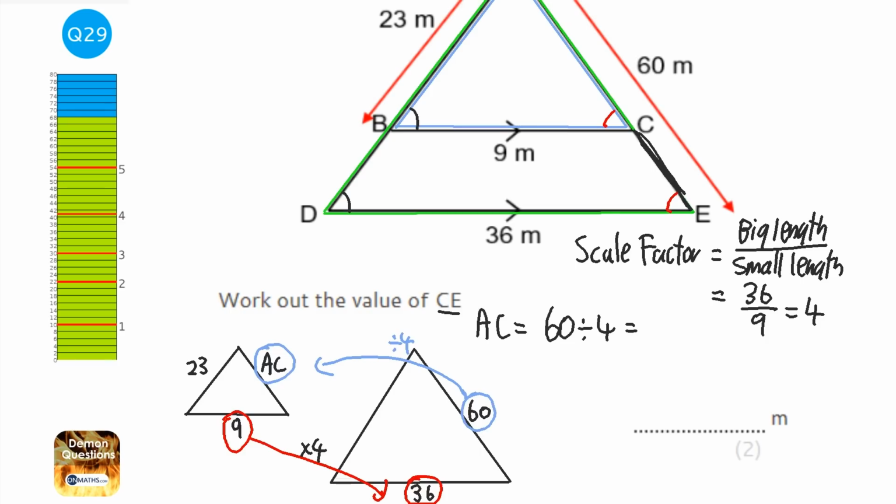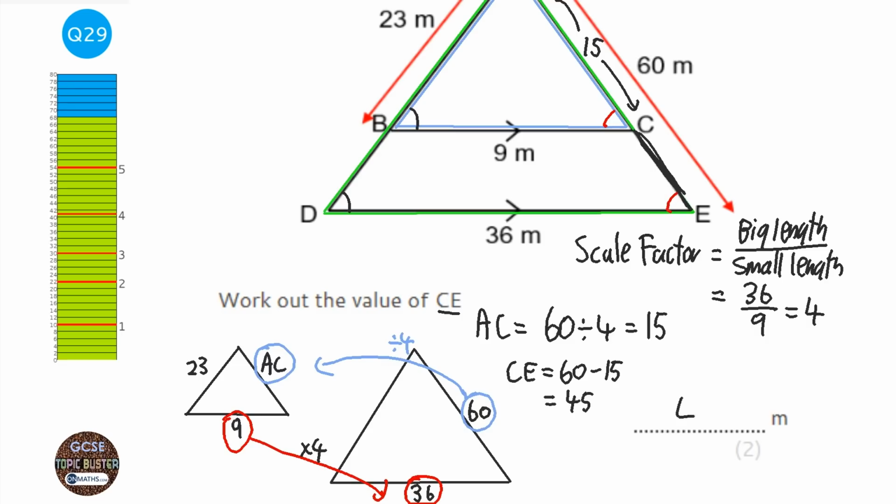And that's going to be 15. So we know that it's going to be 15 here for this bit, okay? But the total is 60, and we're looking for what's left over. So we're going to do CE equals the total 60, take away the bit we know that we don't want, and that's going to be 45. So the answer is 45.